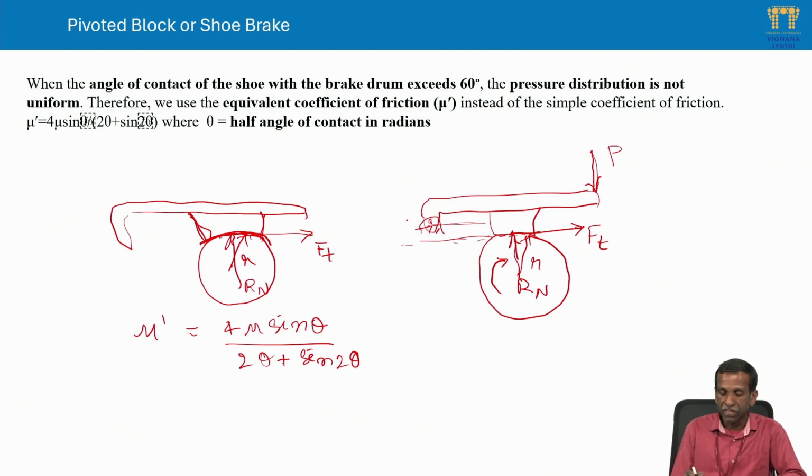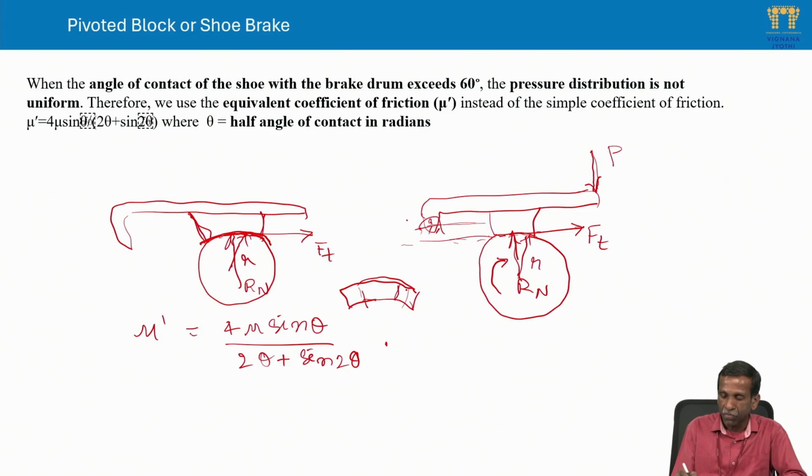So how do we arrive at this mu dash, the effective coefficient of friction? That is not important here, but if you apply this relation, you can find the effective coefficient of friction. Or if you want to know how we arrive at this, in that case you can consider a small element. This is the center of the drum, this is the block, which is wrapped around the drum surface, let us say this much.